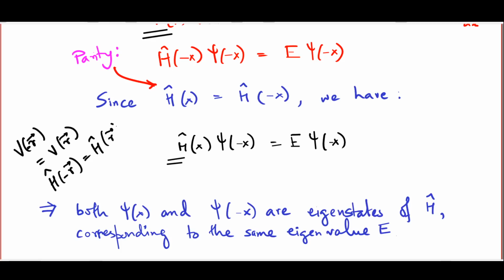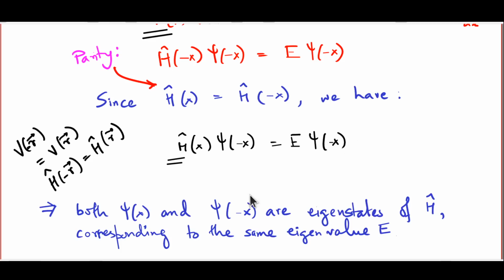The kinetic energy part stays the same simply because the kinetic energy part involves two derivatives with respect to position, and two minuses always make a plus. So whatever we argued here will also work in 3 dimensions if you have a potential which is symmetric under the parity operation R going to -R. So while we have said psi(x) and psi(-x) are eigenstates of the Hamiltonian corresponding to the same eigenvalue E, we could have generalized this to 3 dimensions and said psi(R) and psi(-R) are eigenstates of H corresponding to the same eigenvalue E.